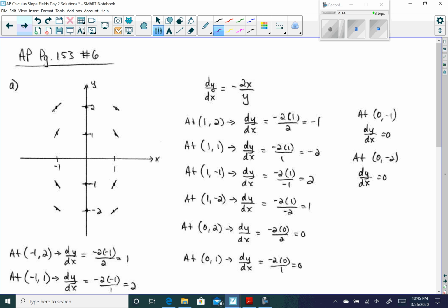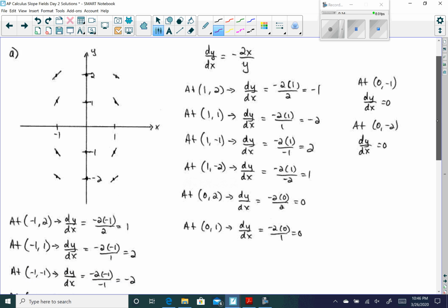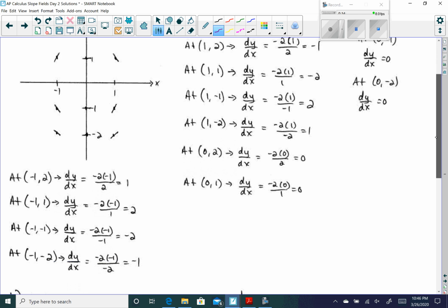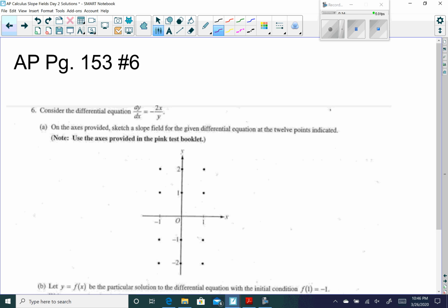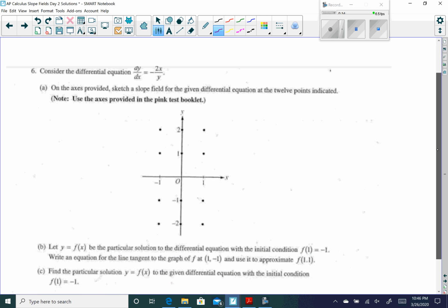So just showing you what that looks like. So again, just at these 6 points up here and then down here. If you wanted to, I just wrote them out off to the side here, just showing you the calculation for each one. So all 12 points. All right, so for question B, a little different here.